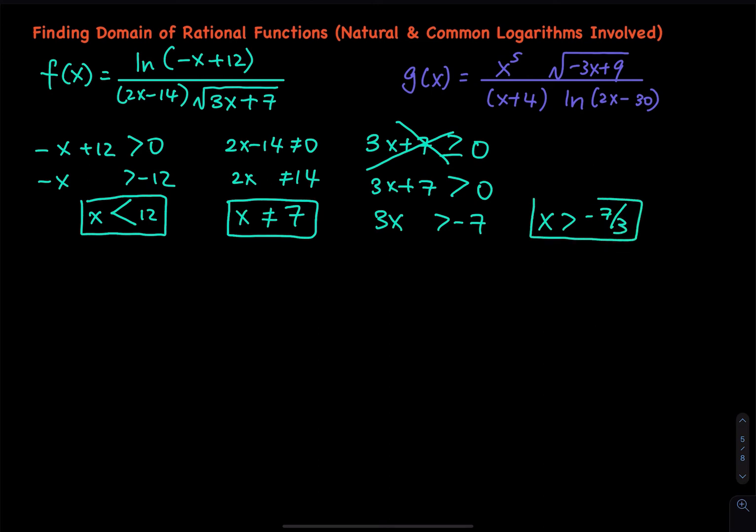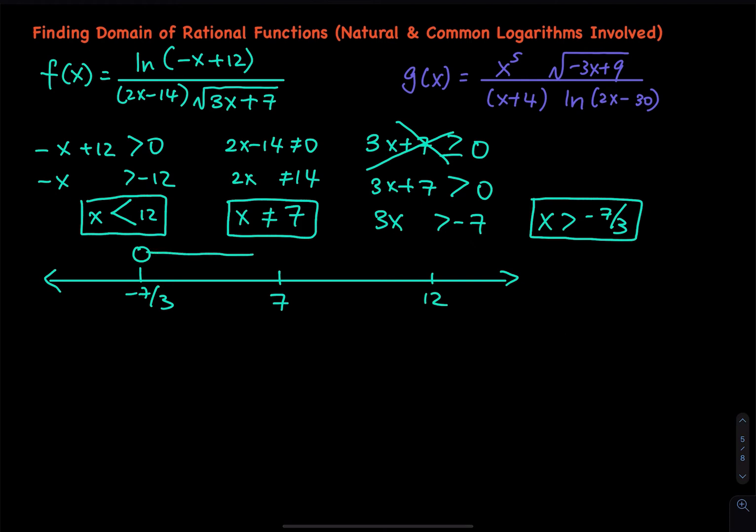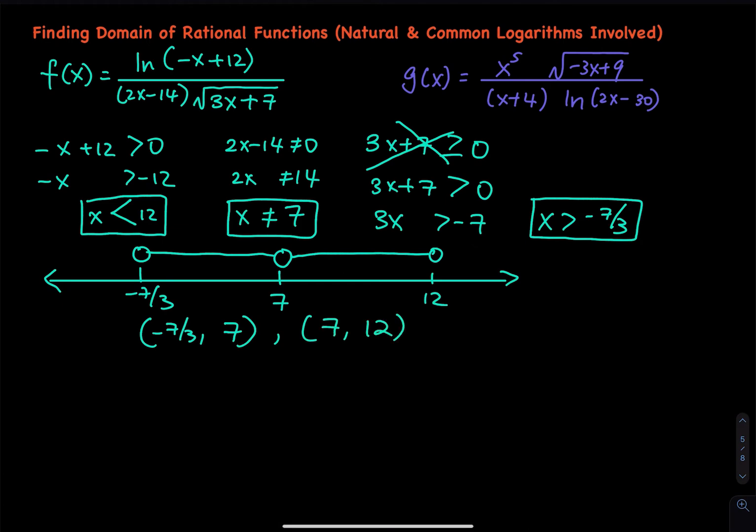So these are the 3 restrictions we have to put on a number line, and then we draw a number line, and then we have a -7/3, a 7, and then a 12, right? So this is a greater than, but we make a jump at 7 because x cannot be equal to 7, and then x less than 12, so this is 12. So that's it. That is the number line, and then the domain is from -7/3 to 7, and then from 7 to 12, right? So we do not use any square bracket because x cannot be equal to 7, 12, and -7/3. That's why there is no solid circle.